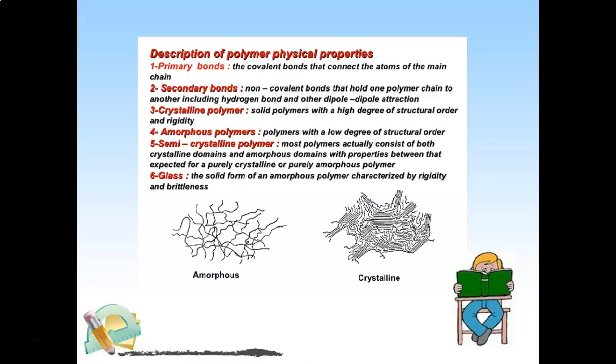Alright, in terms of bonds, we have primary and secondary bonds. The primary bond is the covalent bond that connects the atoms of the main chain, while the secondary bond is a non-covalent bond that holds one polymer chain to another, including hydrogen bonds and other dipole-dipole interactions.